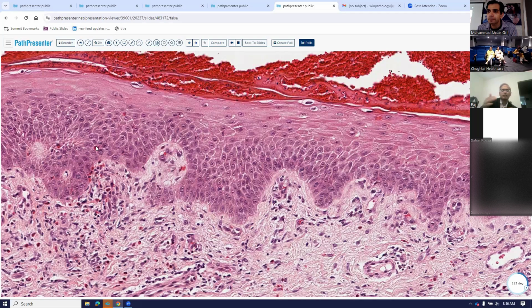So for a superficial and mid-dermal perivascular infiltrate with eosinophils, the three main diagnoses to consider are drug eruption, arthropod bite, and an early phase of bullous pemphigoid. Those are the three common things that we see in skin. So keep that in your mind, and then based on the clinical input, you can make your diagnosis.